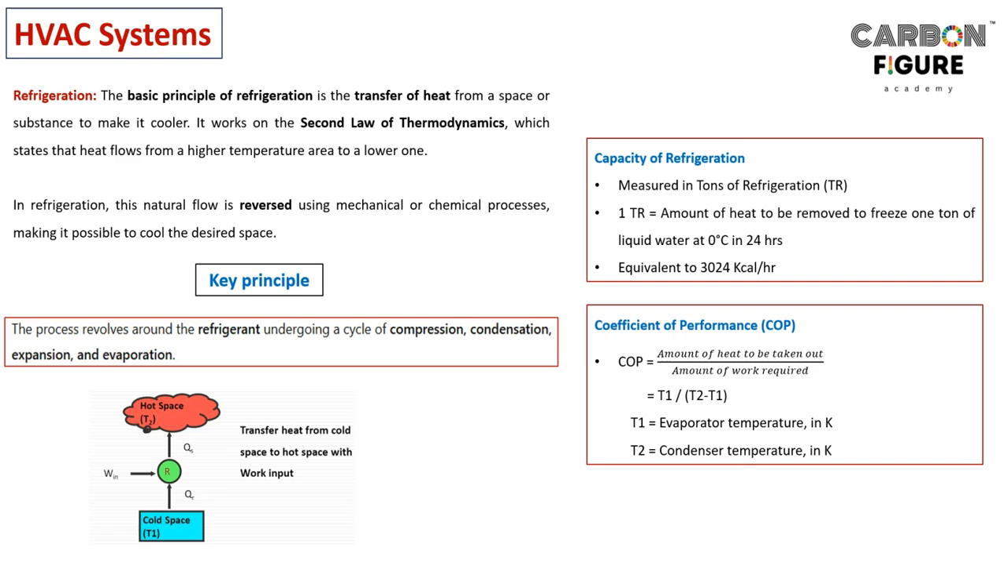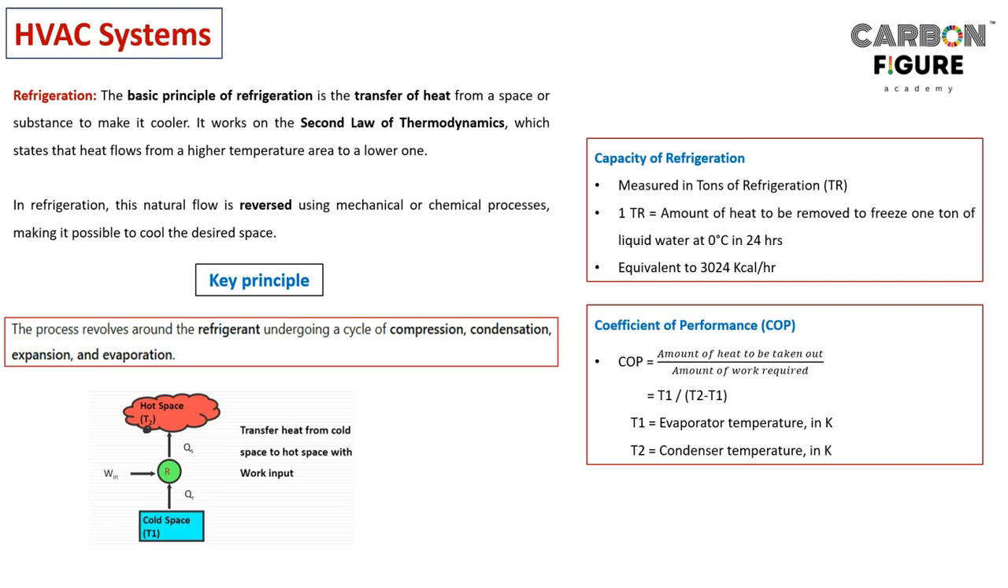So that refrigerant undergoes a cycle of compression, cycle in the sense continuously it is happening whenever you use it, right? Compression, condensation, expansion, and evaporation, right? So that is the underlying principle they are telling. Because of this continuous action, the heat inside the building is getting displaced to the outside of the building.